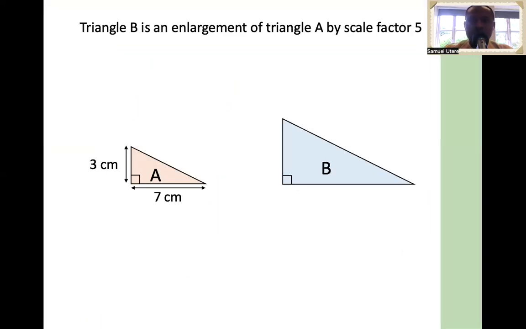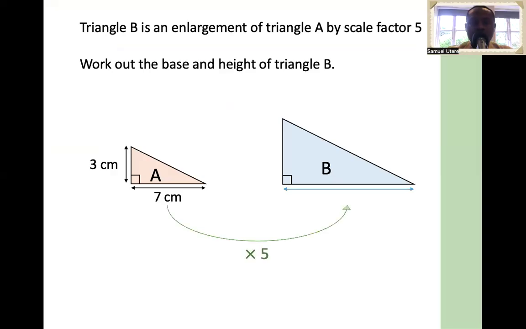Let's look at another example for the second part of the lesson. Triangle B is an enlargement of triangle A by scale factor 5. We've been asked to work out the base and height of triangle B.